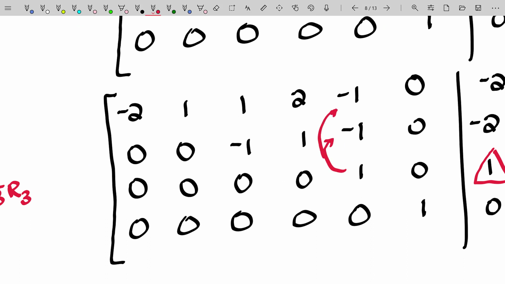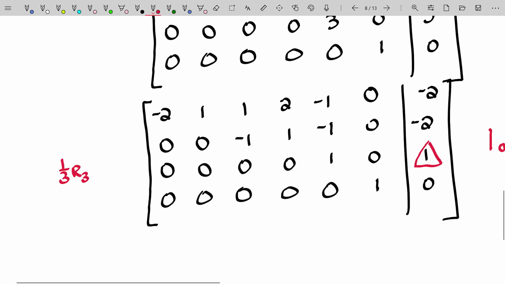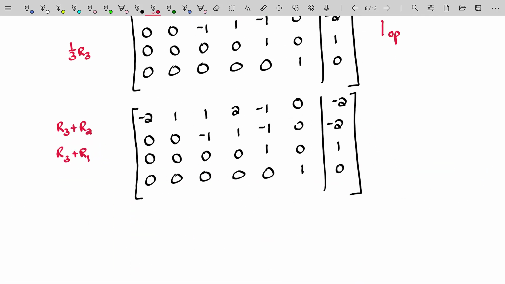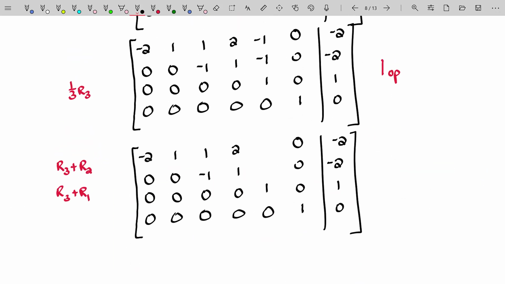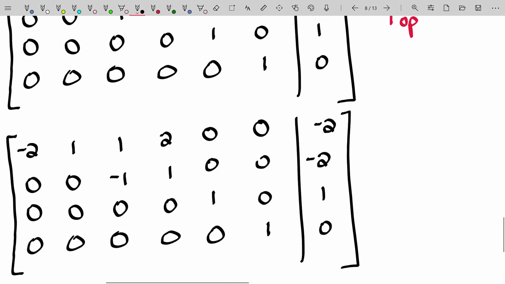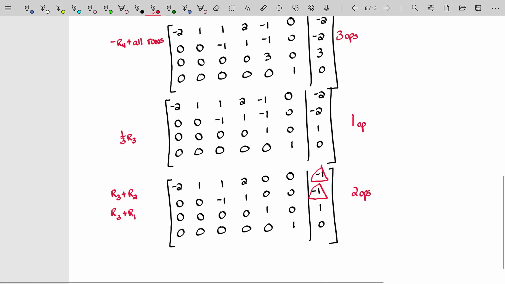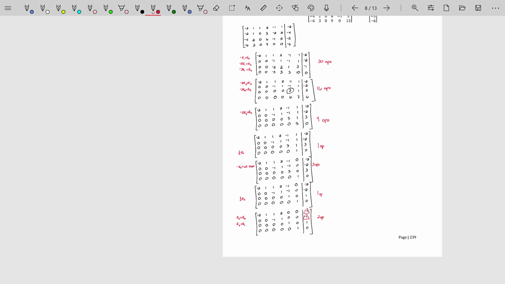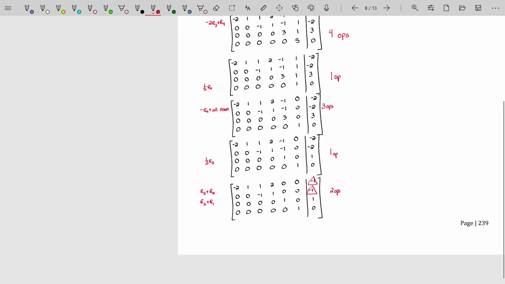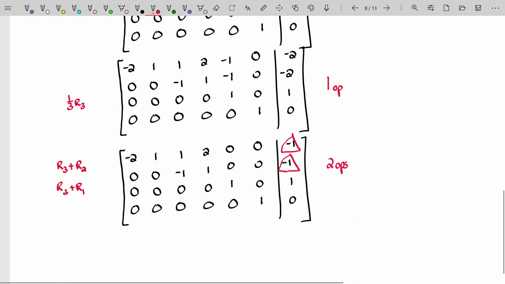Now I'll go ahead and add row 3 to rows 1 and 2, or 2 and 1 as I highlighted those. Again, by design, these two entries right here are just going to be 0 without any computation. However, we do need to use some computation for these two entries right here. And it's going to be a single operation, so I'll box those up in triangles just to say those are both single operations. You can see the number of operations actually gets fewer as you move through this process, by the way. 30 ops to begin with, and now we're really down to the bare bones.